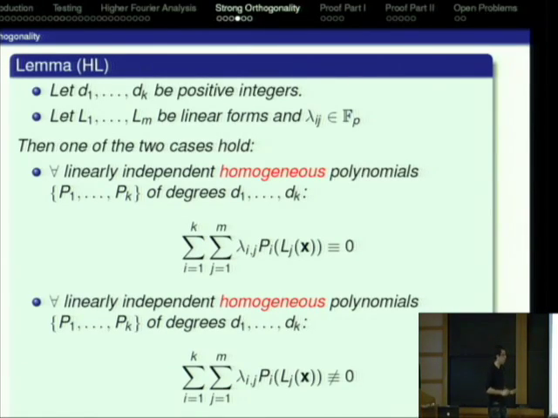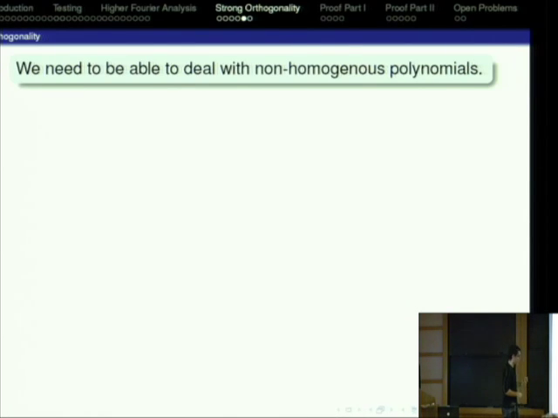So the lemma says that this sum being 0 is just a property of the degrees of these polynomials, if we restrict to the linearly independent homogeneous case, and not of the particular choice of polynomials. It's not important what your polynomials are, the important thing is what their degrees are. So this is the lemma.